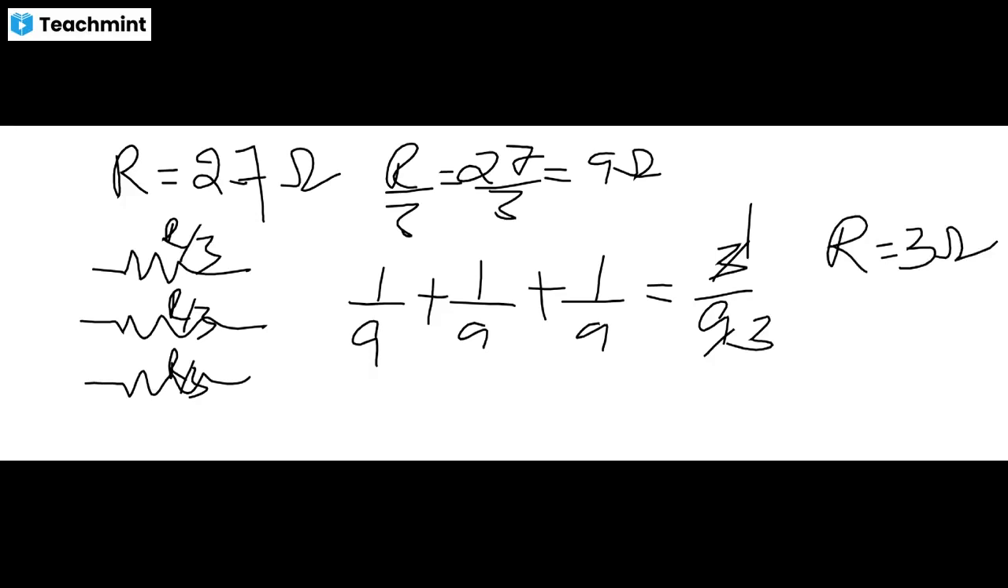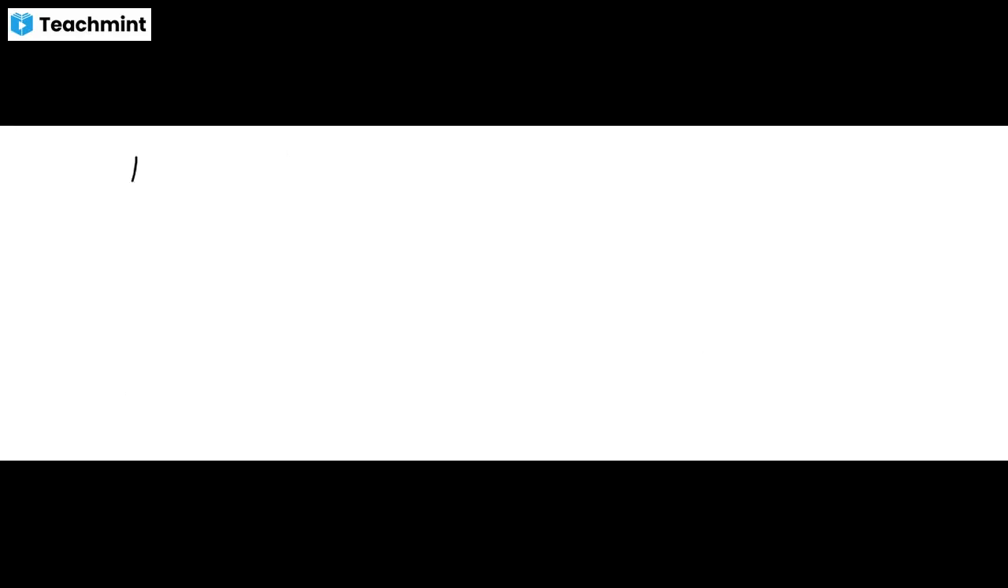Okay. Then next one, 3 resistances: 4 ohms, 5 ohms, and 20 ohms are connected in parallel. Calculate their combined resistance.